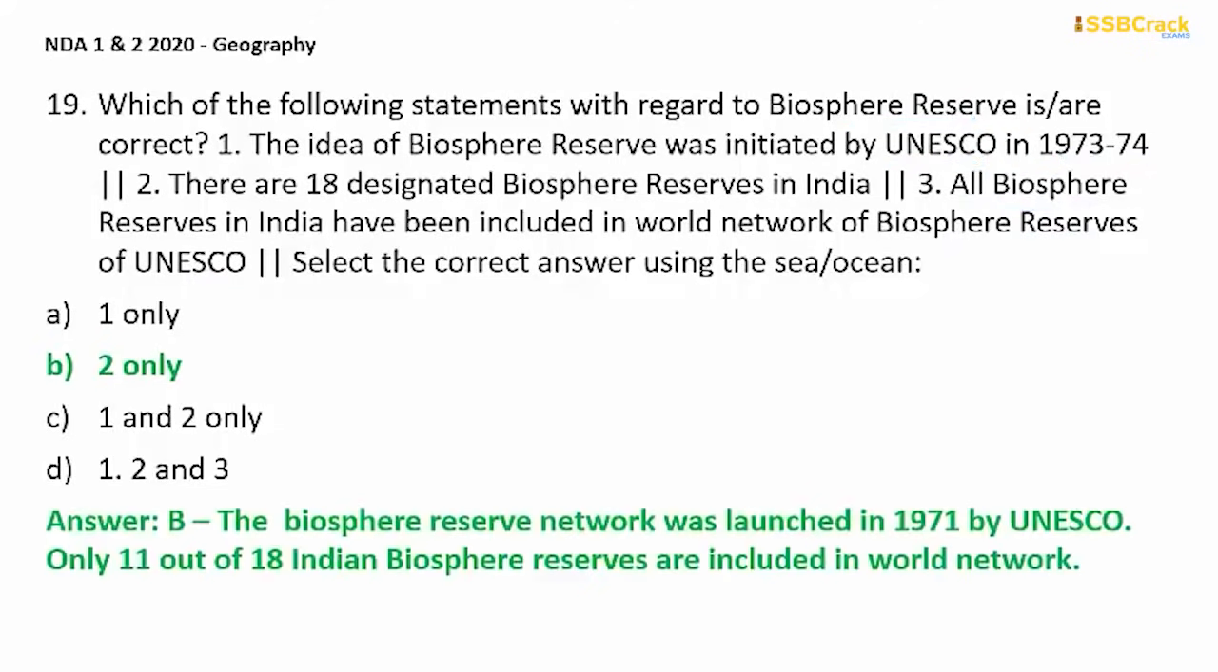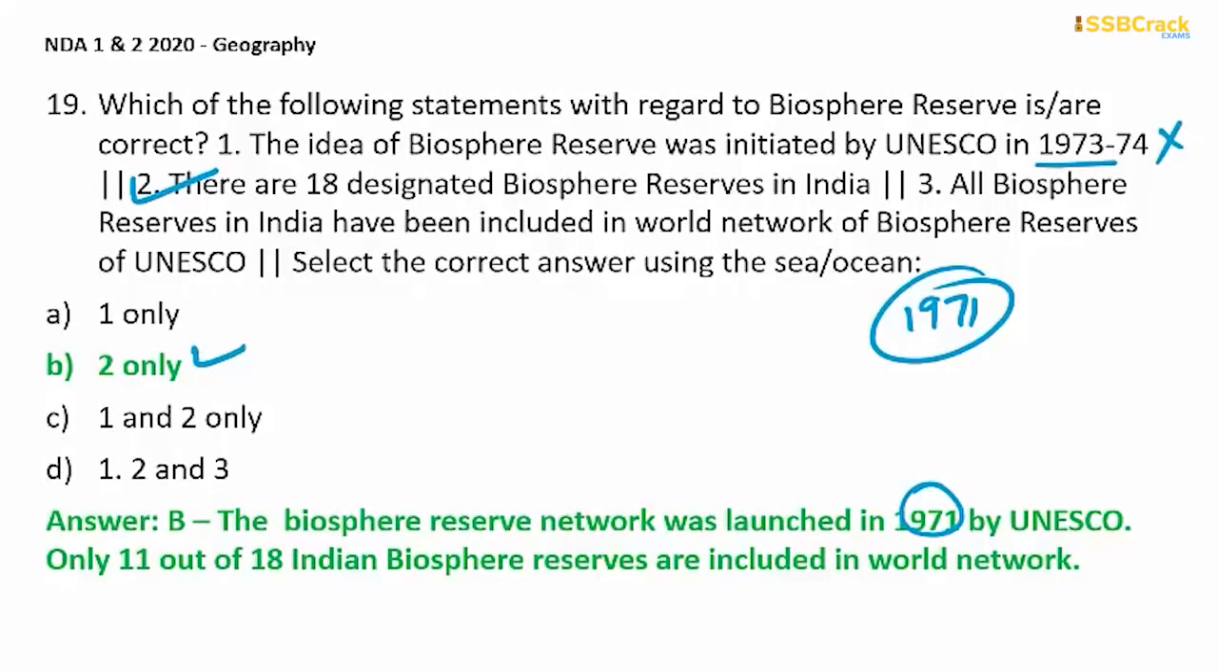The correct answer to this is only two, because actually the UNESCO Biosphere Reserve, which was initiated by UNESCO, was not in 1973. Instead, it happened in 1971. So the first statement is wrong over here. Then there are 18 designated biosphere reserves in India. This is entirely true.